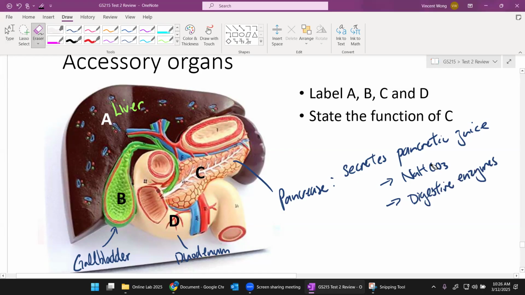So NaHCO3 is going to neutralize the chyme coming from the stomach. Digestive enzymes, we have various examples: amylase, lactase, pepsin, trypsin, lipase, which help break down the various macromolecules, right?